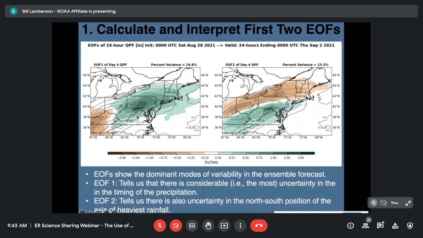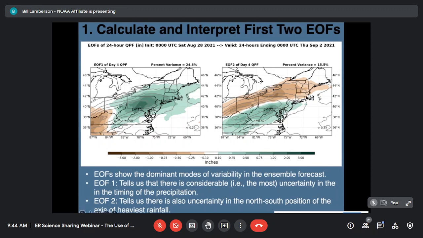Remember, if an ensemble member has a positive principal component, we're adding this EOF pattern to the ensemble mean, which would result in heavier precipitation over Pennsylvania, less precipitation over the Ohio River Valley. Conversely, if we have an ensemble member with a negative principal component, we're subtracting this. So lower precipitation over Pennsylvania, higher precipitation over the Ohio River Valley. Since that's along the track of heavy rainfall from Hurricane Ida, this is telling us there's uncertainty in the along track, which is another way of saying differences in the timing.